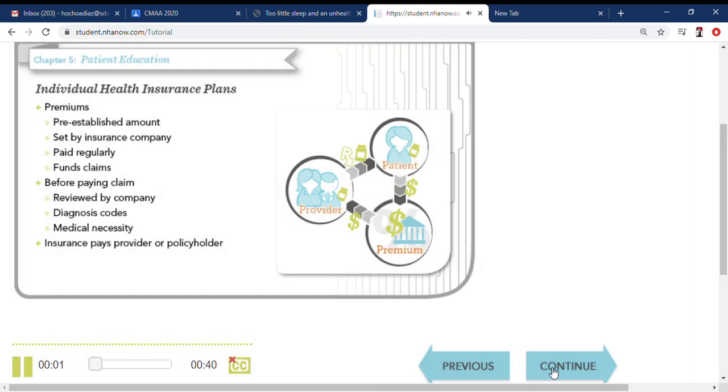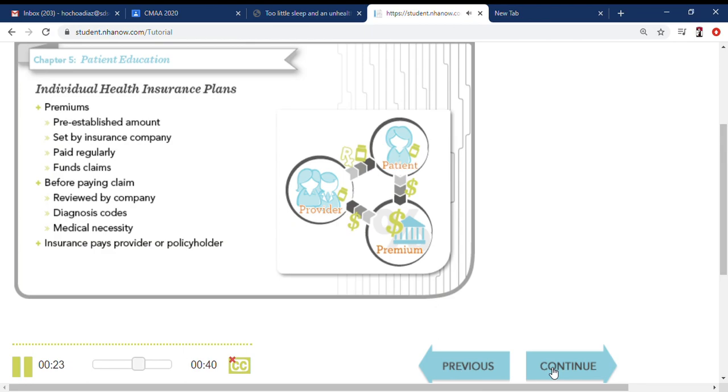In individual health insurance plans, people pay premiums. Premiums are a pre-established amount set by the insurance company. Individuals pay these premiums regularly, usually on a monthly basis. The premiums of all the plan's participants go into a fund. The money in that fund pays for claims.